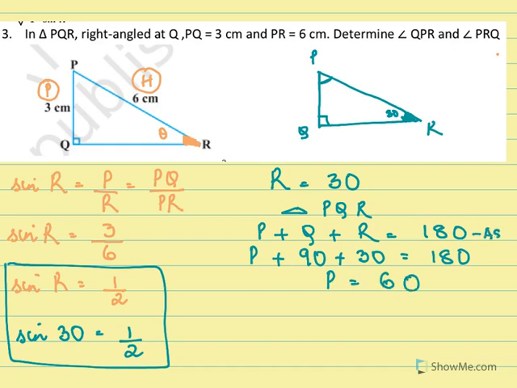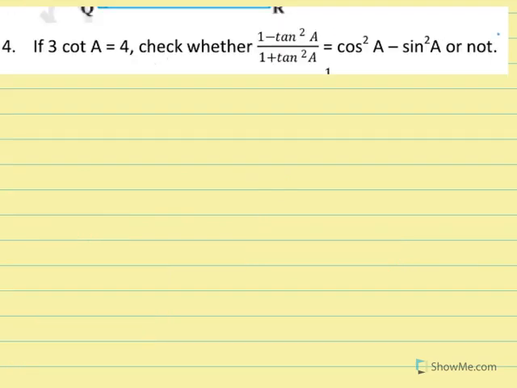Remember, this is by angle sum property. If 3 cot A equal to 4, check whether (1 minus tan square A) over (1 plus tan square A) equal to cos square A minus sin square A. So let us start with 3 cot A equal to 4.